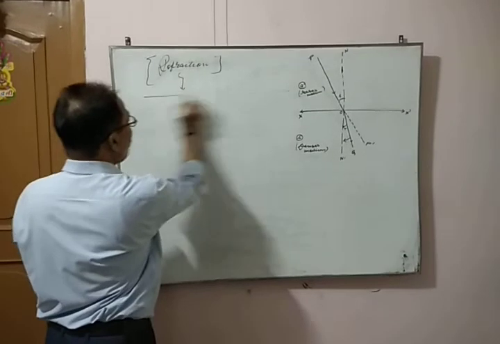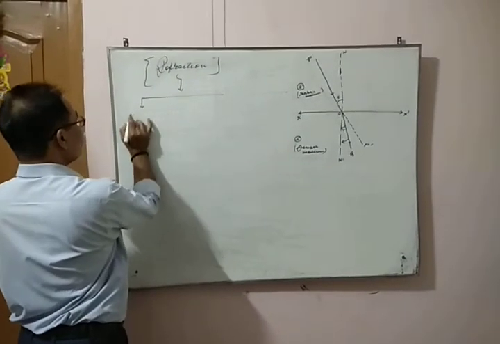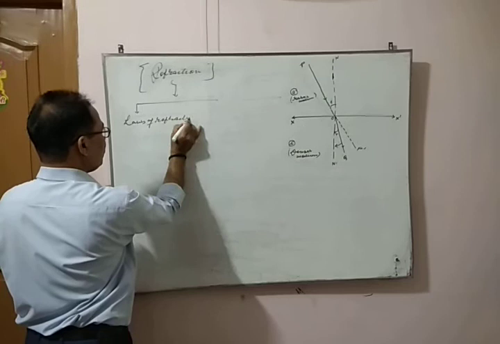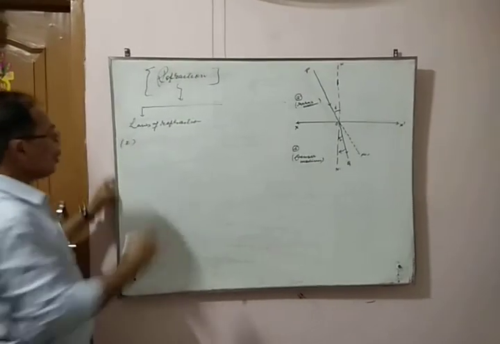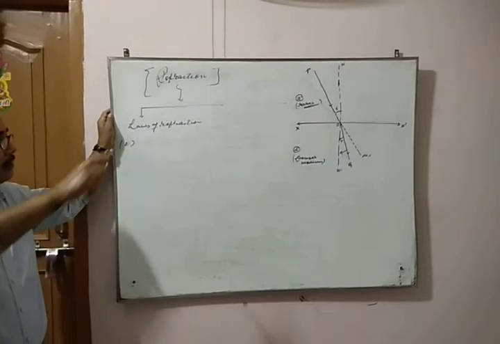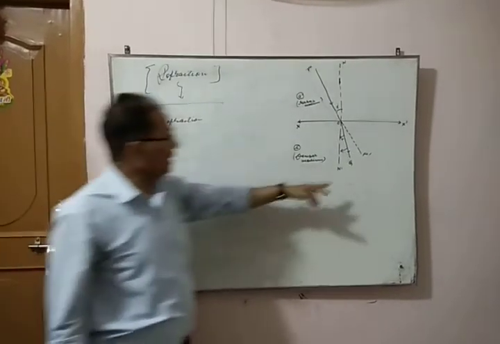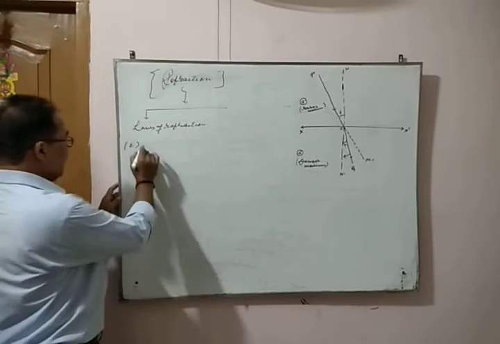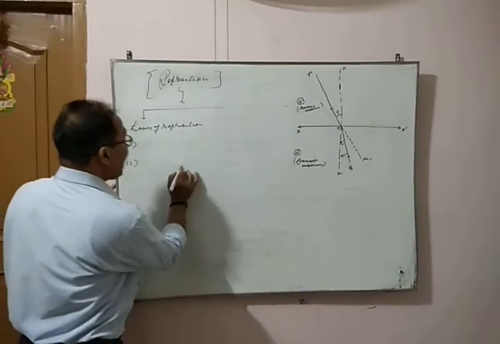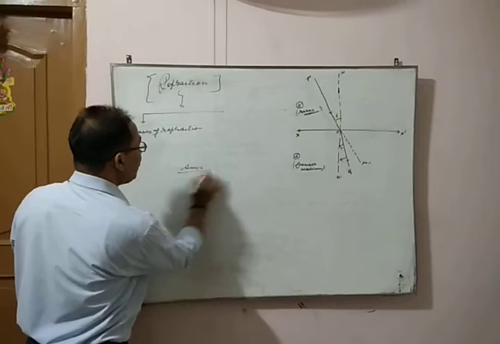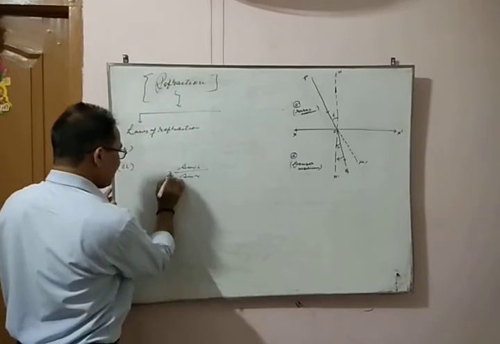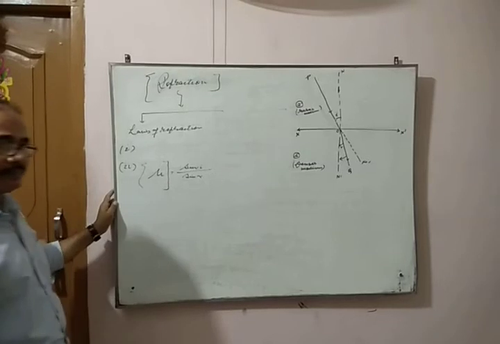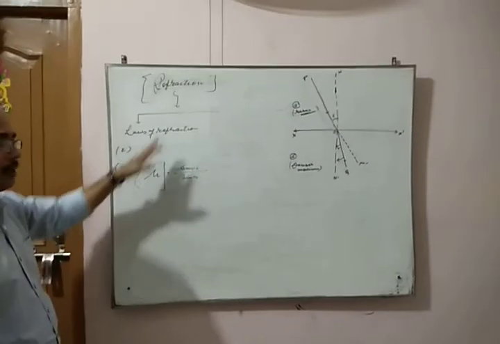Now, law of reflection, second point. Law of reflection. The first point for the law of reflection is that the incident ray, reflected ray, normal, and angle of incidence all lie in the same plane. And second, the ratio of the sine of the angle of incidence to the sine of the angle of reflection bears a constant ratio, which is indicated by mu. Mu is also known as refractive index. So these are the 2 points for the law of reflection.